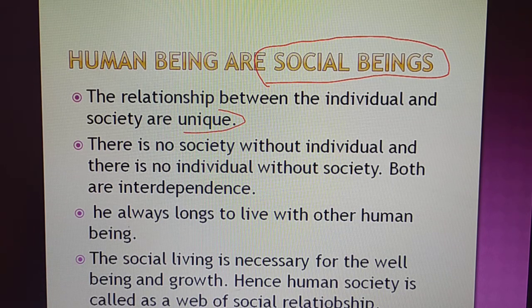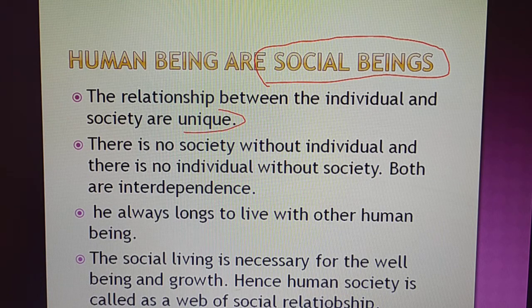And a human being always longs to live with other human beings, so he cannot live alone, he cannot live in a forest. Obviously he needs other fellows to live with. Because of that, he cannot live without other human beings; he likes to live with them. Social life is necessary for the well-being and growth of a person. If you want a person to grow and develop, then society is very important, and living with other people is also very important.